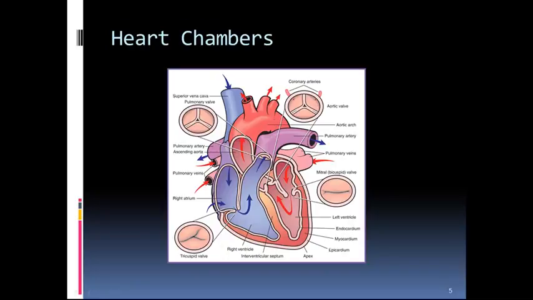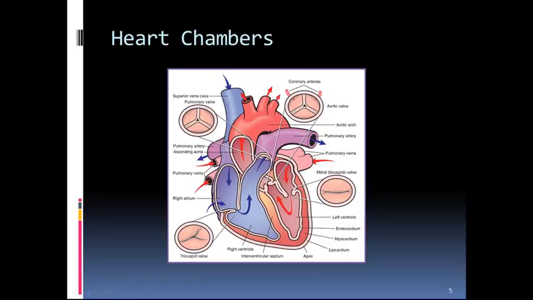It then goes through the arterioles and arteries into the capillaries. Once the oxygenated blood comes back into the capillaries, it becomes deoxygenated and then goes to the venules and veins. And the veins pump the blood back through the vena cava, the superior vena cava, and into the right atrium.